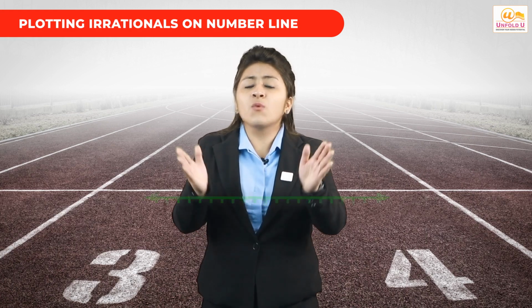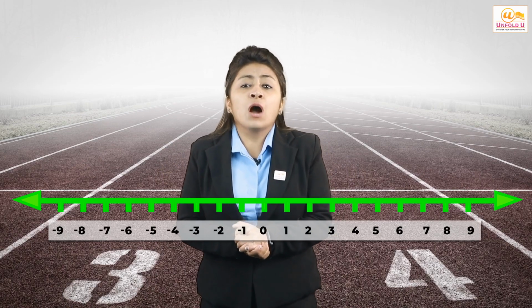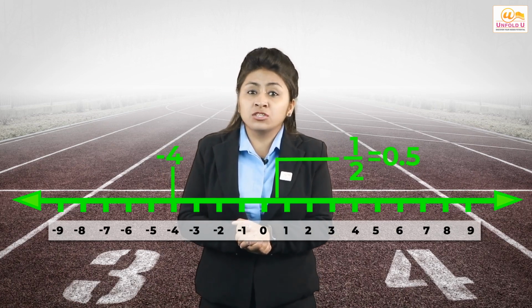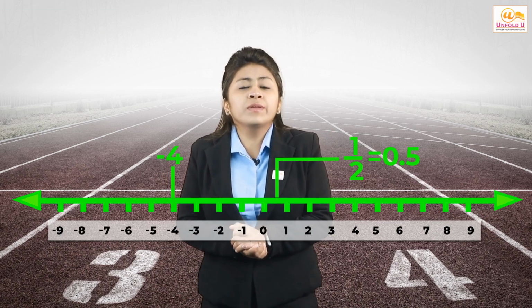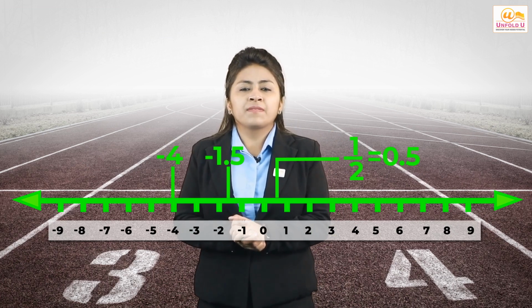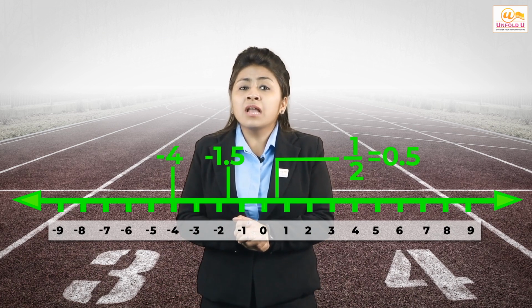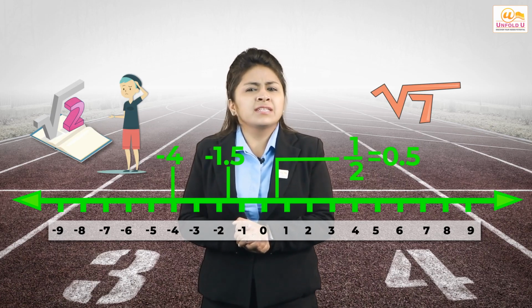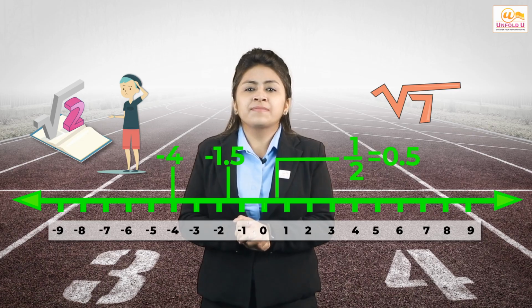Now, this was our number line. We have learned how to represent integers on it, how to represent fractions on it, and how to represent decimals on it. Have you ever wondered how we can represent the numbers root 2, root 7, etc. on this number line? Where will they lie?